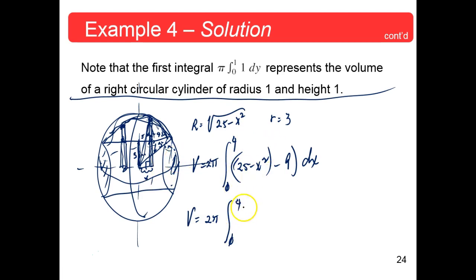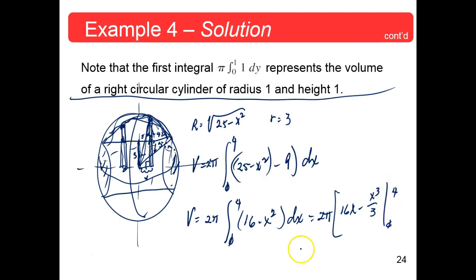Now, 25 minus 9 is 16 minus x squared dx. That will be 2 pi times the antiderivative of 16: 16x minus x cubed over 3, evaluated from 0 to 4.